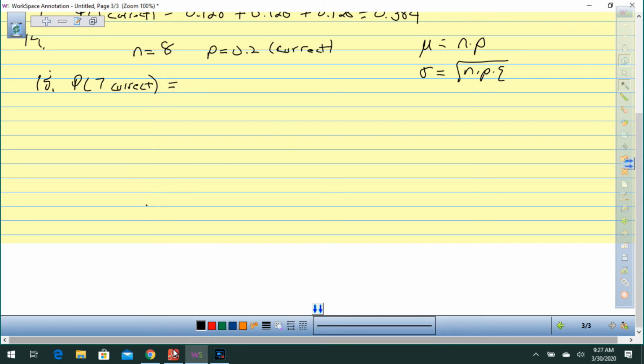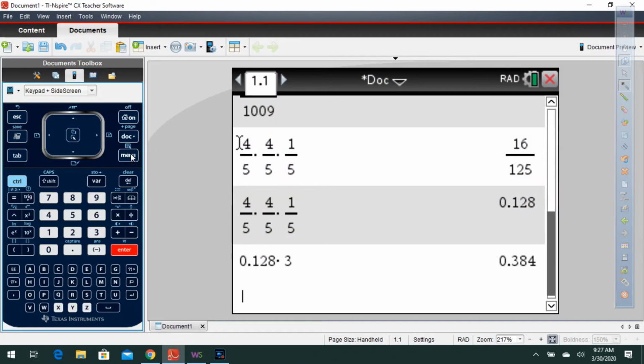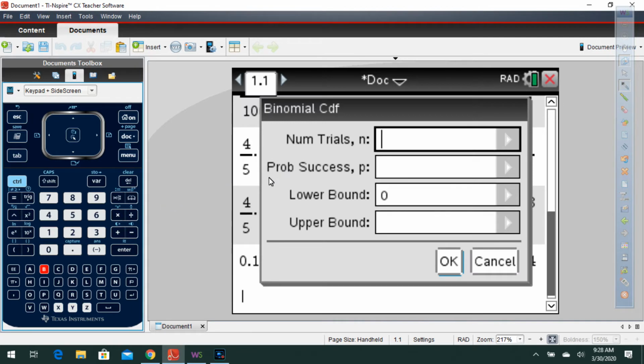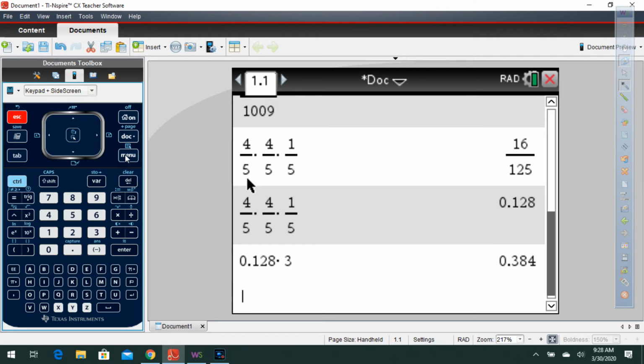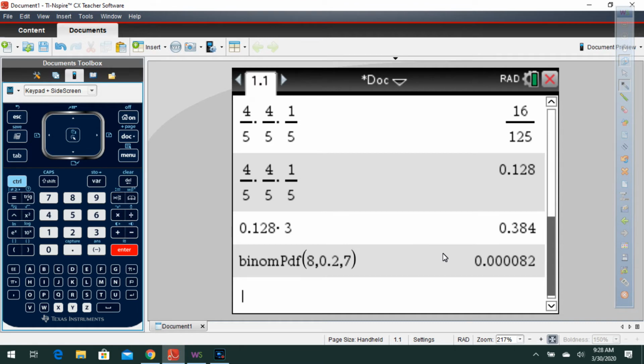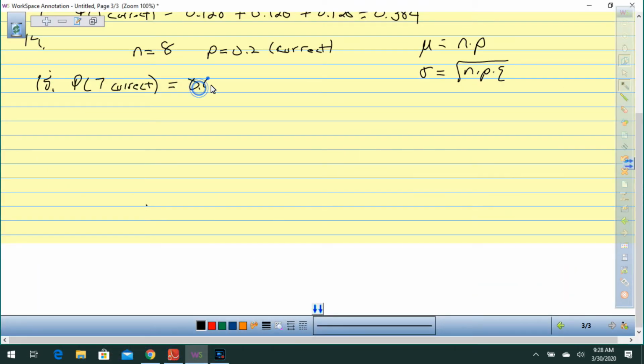And let's see. So let's just try it with our calculator. We're going to go to our calculator and we're going to say menu 6, 5, and then we're going to go to B, binomial CDF. Number of trials is 8. Probability of correct is 0.2. Pardon me, menu 6, 5, and then A, 8, 0.2, and then we're just going to put 7 in there. And that's 0.123.